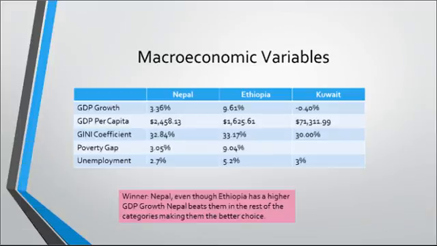Nepal has a lower poverty gap and unemployment rate. Nepal and Ethiopia have a similar Gini coefficient. Overall, Nepal has lower poverty in their country.